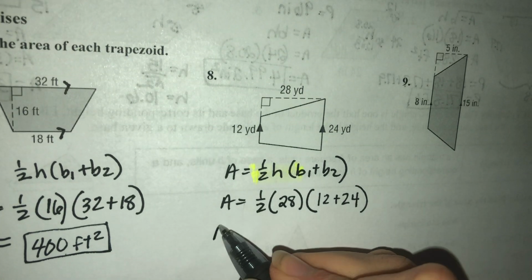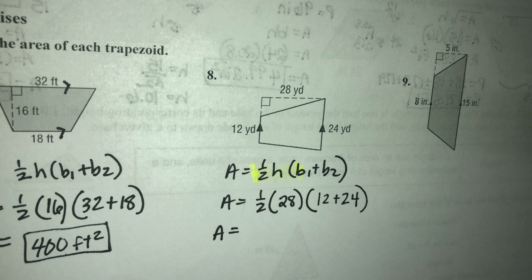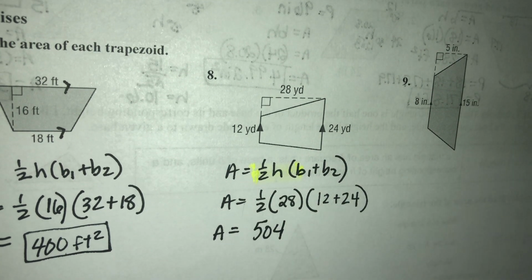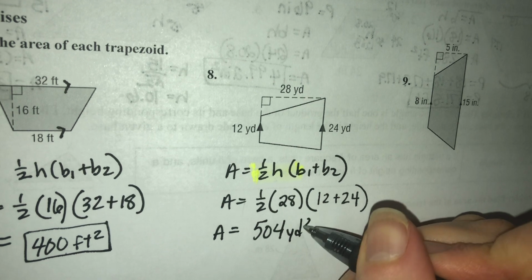Okay, so now we're ready to work this out. Feel free to use a calculator, of course. And this one is equal to 504 square yards.